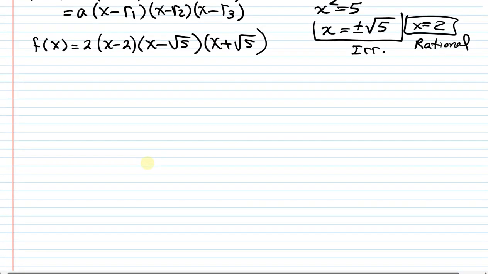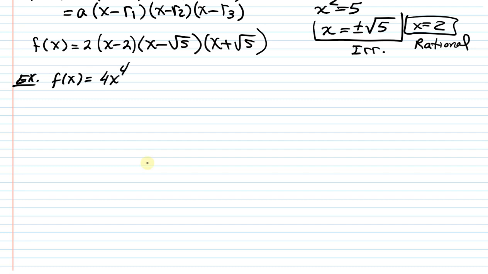Let's try another example. In this example, let's say f of x is going to be 4x to the 4th plus 5x cubed plus 9x squared plus 10x, and then plus 2. And we want to do the same thing. We're going to find the zeros. Okay. And let's see how this is going to work out.